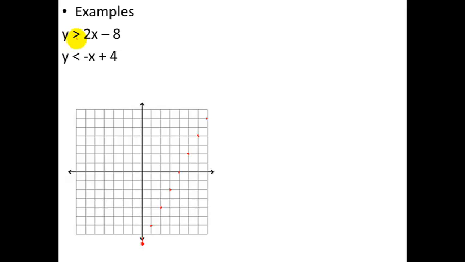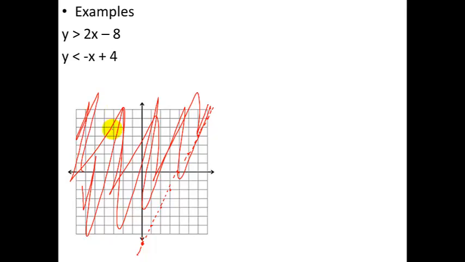Now, it's a greater than sign, so I'm going to shade above, and there's no equals bar, so it's a dotted line, and we're shading above. So all of this is a solution to that first equation.